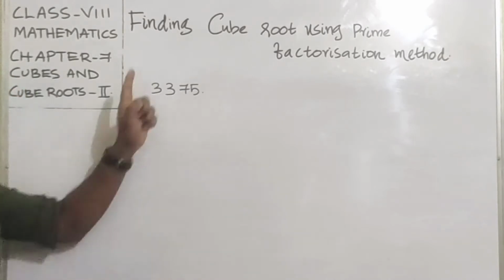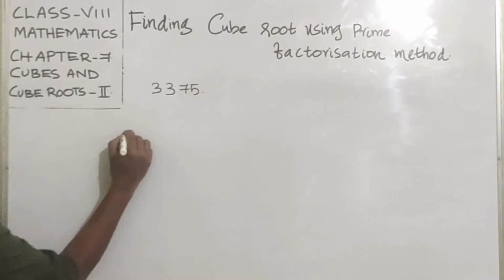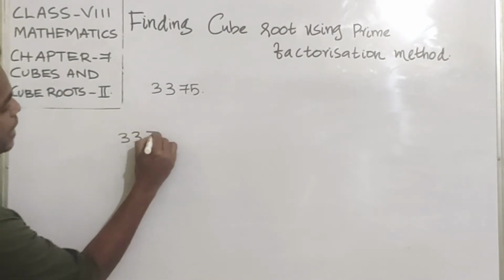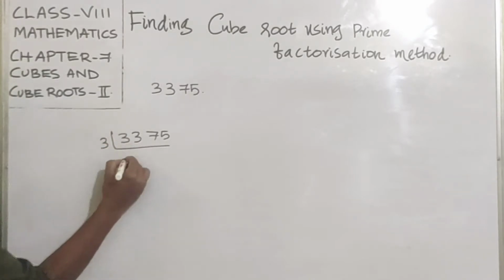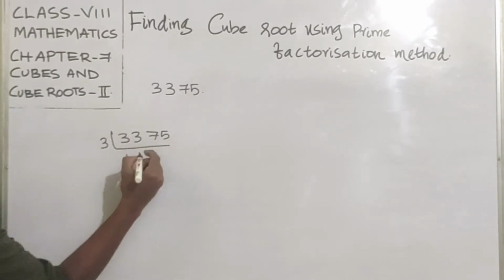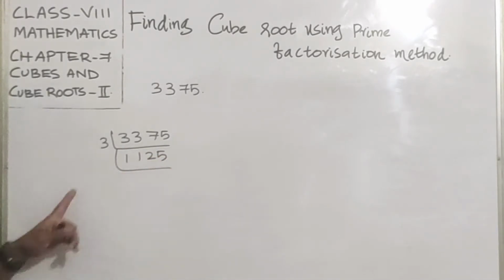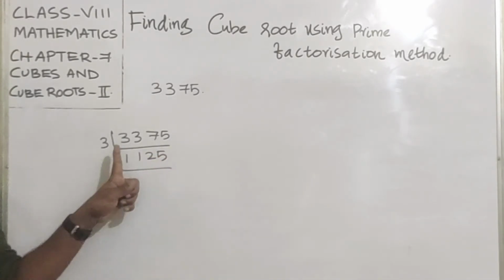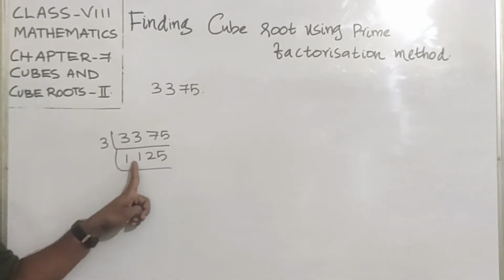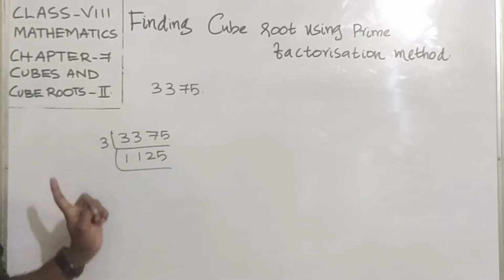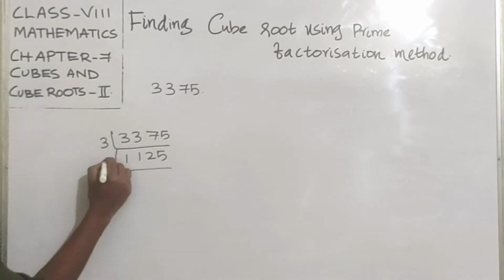The method is the prime factorization method. So you just need to prime factorize 3375. Let's see what we are going to get. How many 3's in 3? 1. Then 1. How many 3's in 7? Twice. So again we can use 3. How will we check whether it is divisible by 3? Just add all the digits. 3 plus 3 is 6, 6 plus 7 is 13, 13 plus 5 is 18. 18 is divisible by 3. So we can go for number 3.